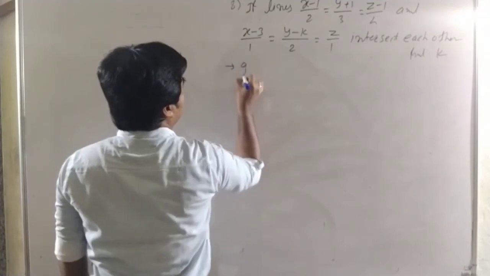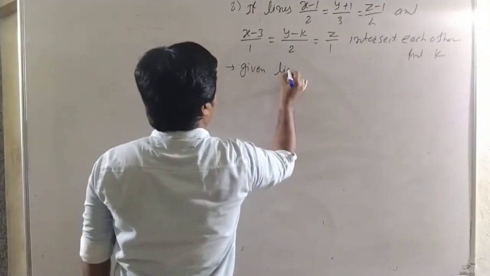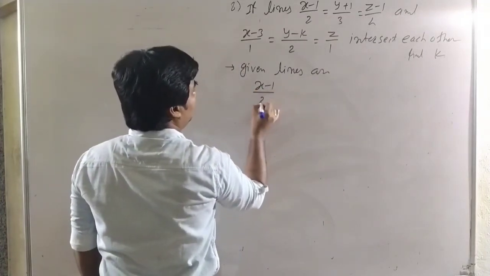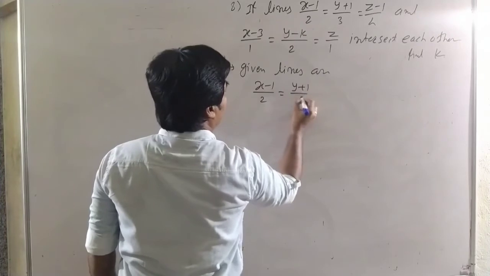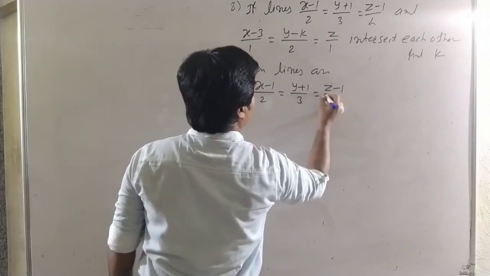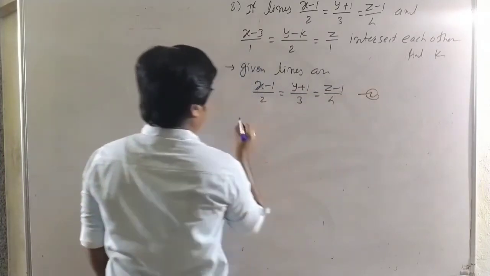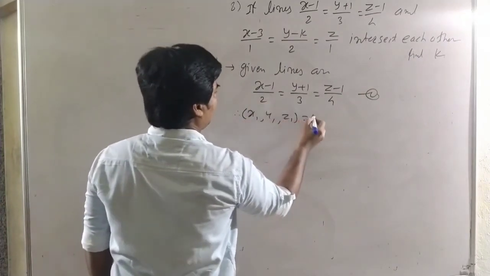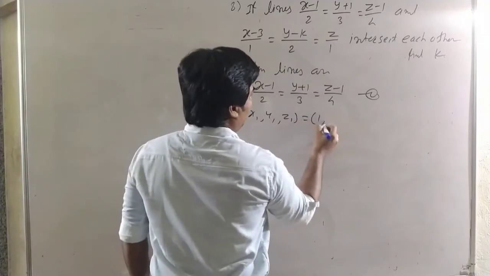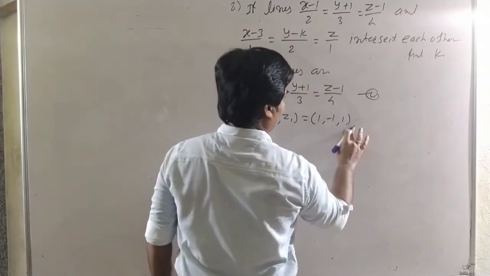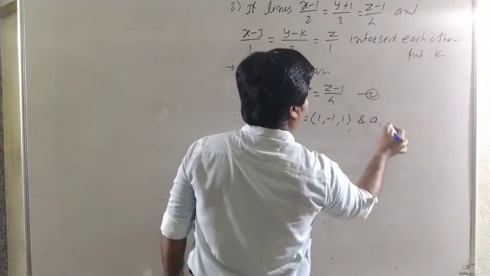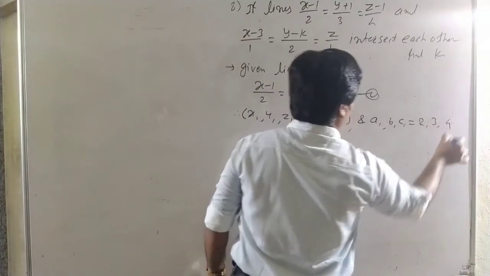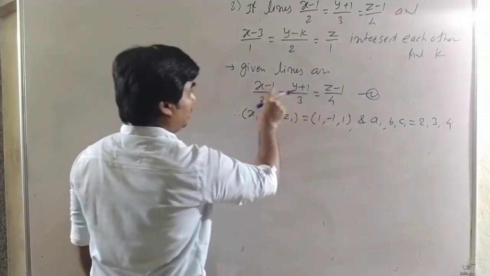Here the given line is (x minus 1)/2 = (y plus 1)/3 = (z minus 1)/4. It is equation number 1. Therefore you can write x1, y1 and z1 are 1, minus 1 and 1, and a1, b1 and c1 are 2, 3 and 4. See carefully: 2, 3, 4 and 1, minus 1, 1.